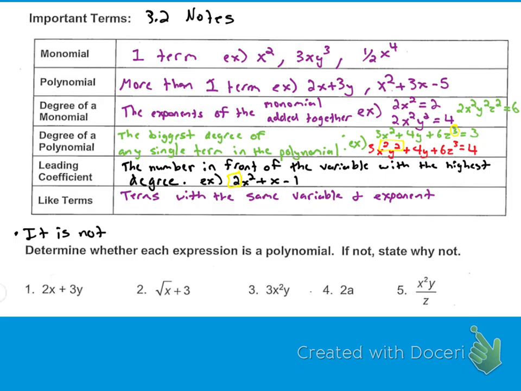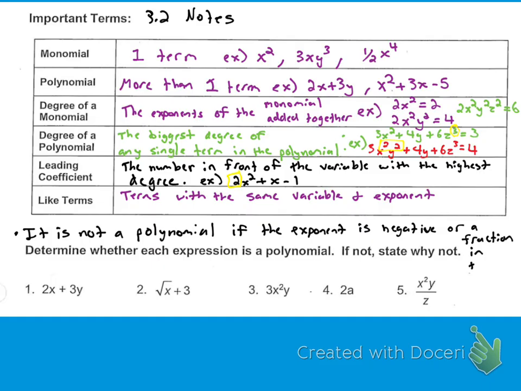All right, so next part here, determine whether each expression is a polynomial. If not, state why not. So a key here is it is not a polynomial if the exponent is negative or a fraction, okay? Has to be an integer. It can't be negative or a fraction. Has to be a positive integer.